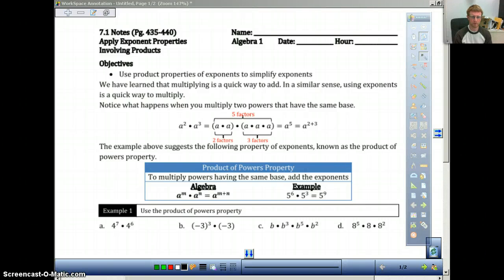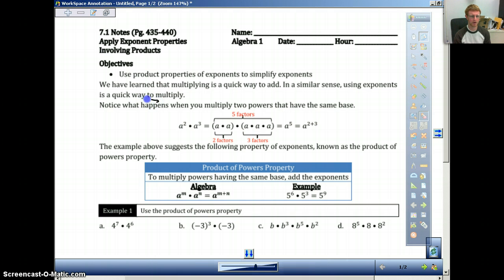All right, so this is 7.1 in Algebra 1. We are applying exponent properties involving products in this section. So we're going to introduce exponents in this chapter and how to apply the properties that come with them. So follow along with some of these properties, and then we're going to try and apply these.